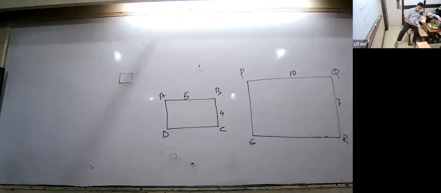Okay, take the textbook. Page number with triangles, 16 and 17.